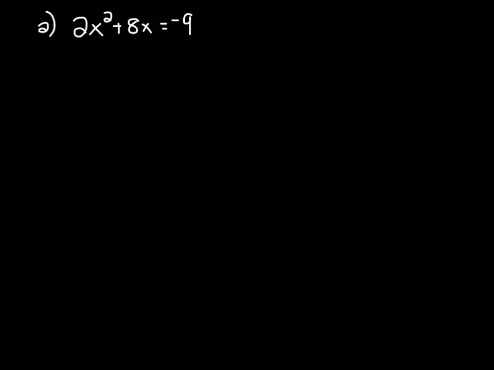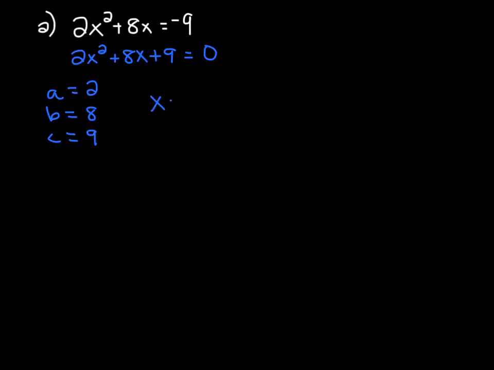So if you were to add 9 to both sides of the equation, you would be left with 2x squared plus 8x plus 9 equals 0. All right, so now we can label our A, our B, and our C. So that's going to be a 2, an 8, and a 9. All right, so then from here, let's just take it and plug it into the quadratic formula.